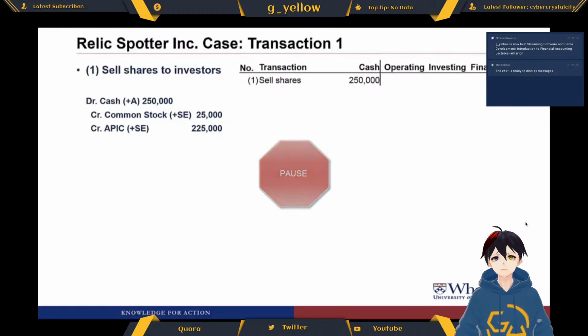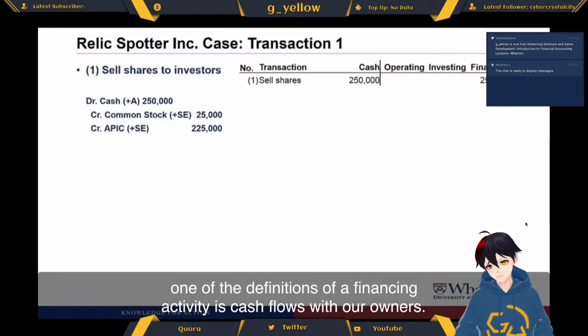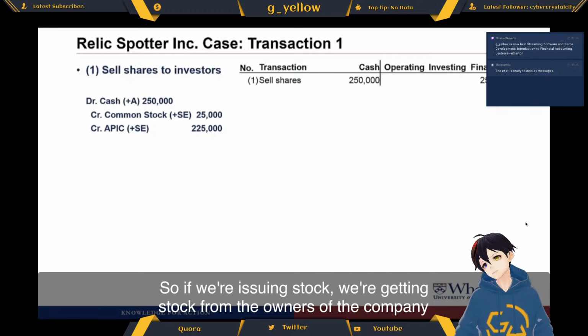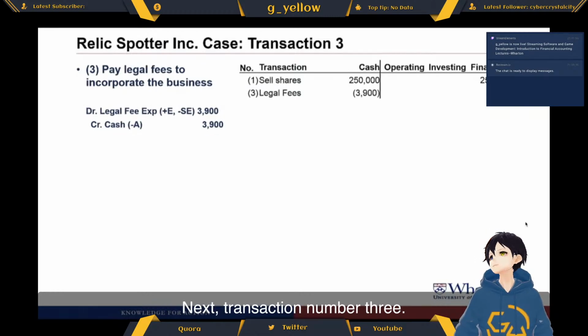Almost always financing, right? The answer here is financing. One of the definitions of a financing activity is cash flows with our owners. So if we're issuing stock, we're getting cash from the owners of the company, which would make it a financing cash flow. Next, transaction number 3.